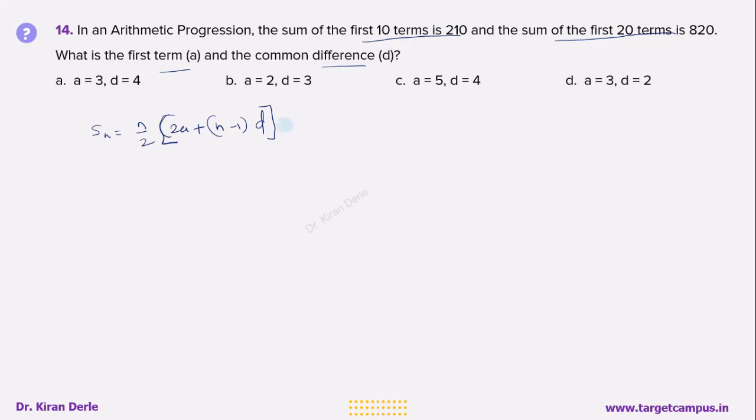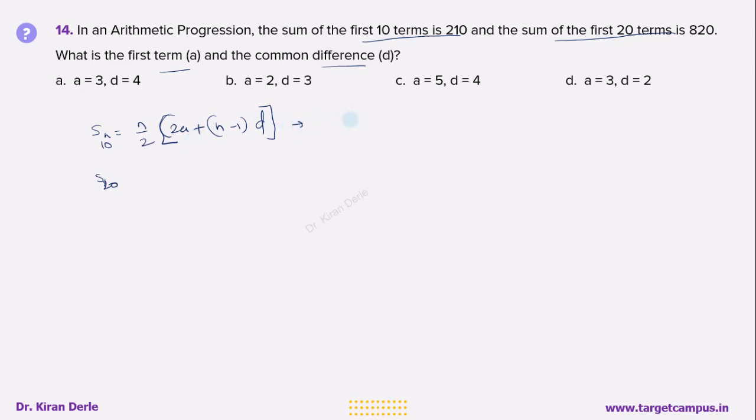This way you can have two equations. For the sum of the first 10 terms and the sum of the first 20 terms, you'll get two equations with two unknowns, a and d, because the value of n is already known. So you'll be able to solve. Or you can also use the options here. You can always use the options and get the answer. Let's do it with the formula only.